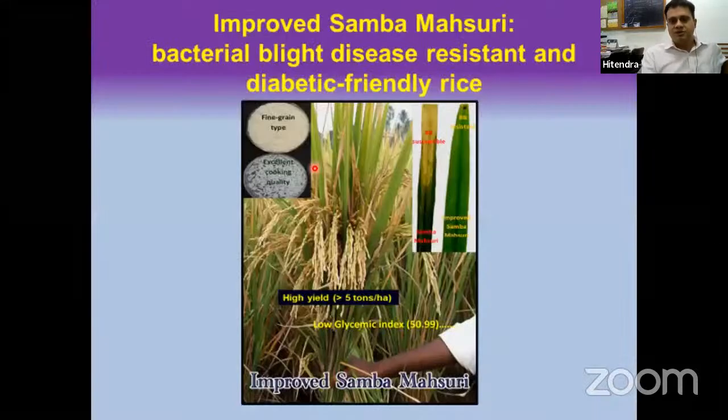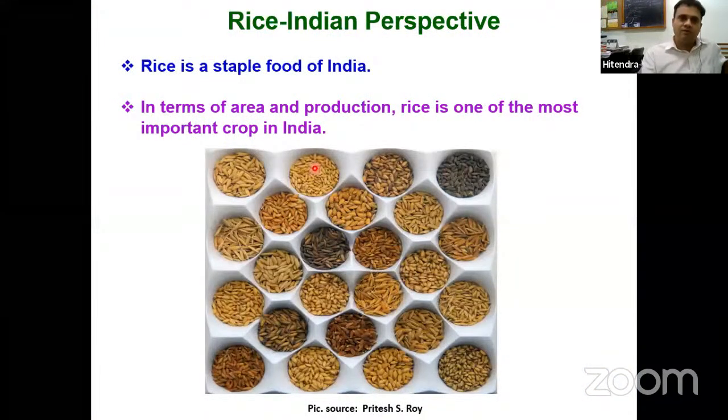So now coming to the story of improved Samba Masuri rice, okay, how we developed it. So as you all know, rice is a staple food of India, and in terms of area and production both, this is one of the most important crops in our country.